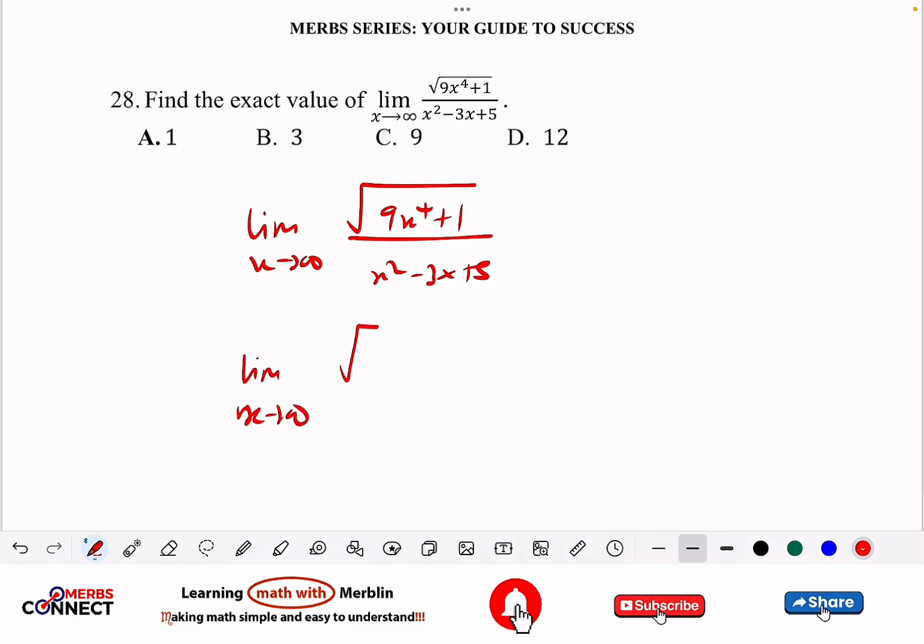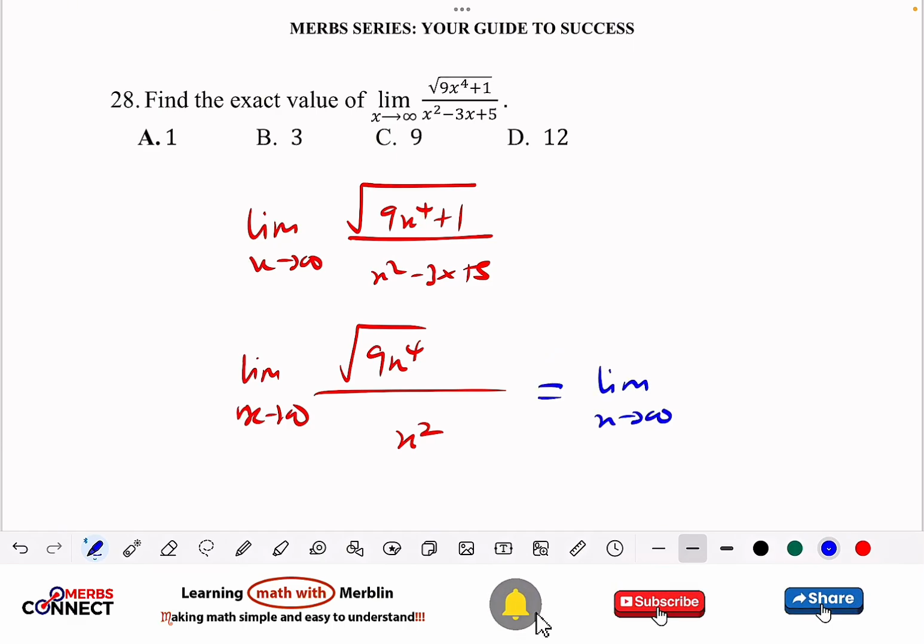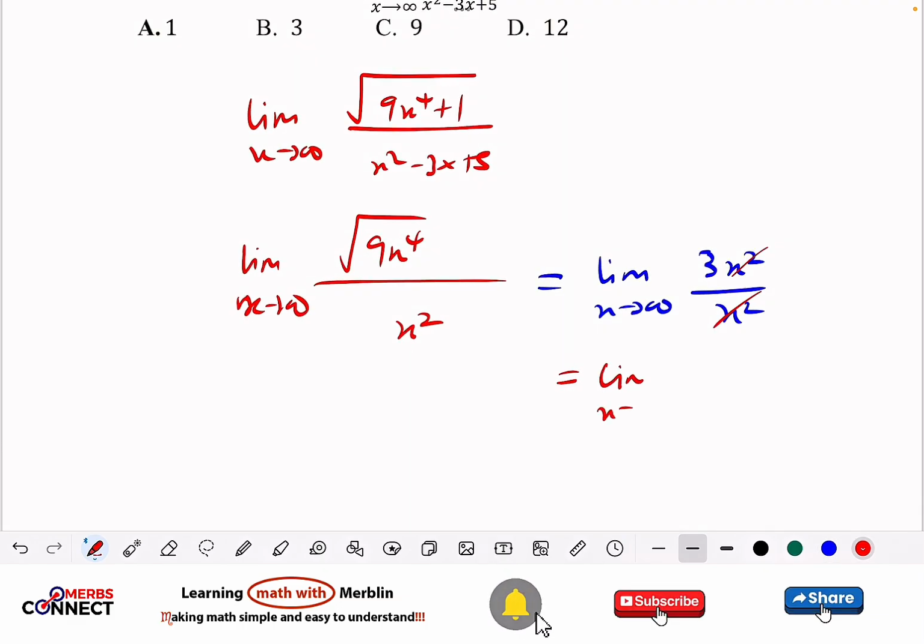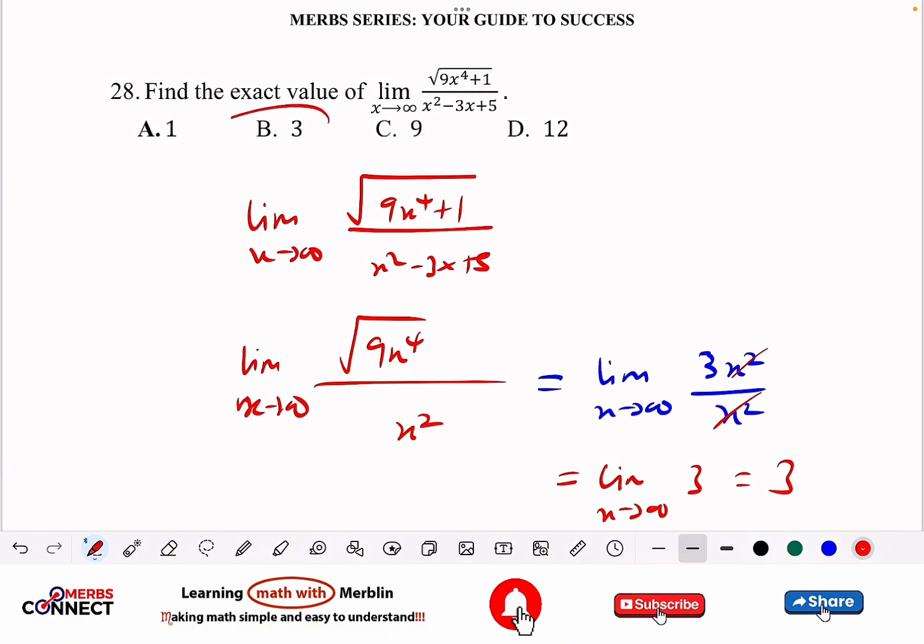So x is approaching infinity, x to the power 4 would dominate 9x to the power 4, sorry, 9 to the power 4. We're going to dominate 1. And the denominator is going to be squared. Now, I can write this one as 3x squared, because when I take square root of 9, I get 3. Square root of x to the power 4, I get x squared. And then this cancels this. So I'm going to have limit as x approaching infinity of 3, which is going to give us 3. So this is going to give us this.